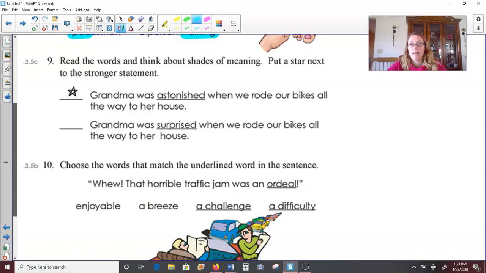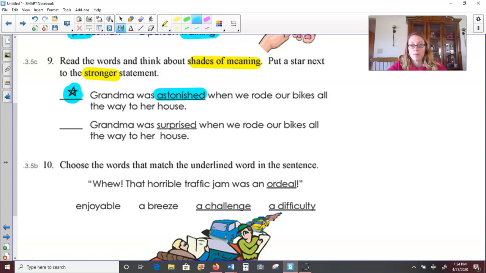Okay, on number 9, read the words and think about the shades of meaning. We want to put a star next to the stronger statement. Grandma was astonished when we rode our bikes all the way to her house. Grandma was surprised when we rode our bikes all the way to her house. So out of astonished and surprised, which one has a stronger shade of meaning? Yeah, astonished is much stronger than just saying surprised.